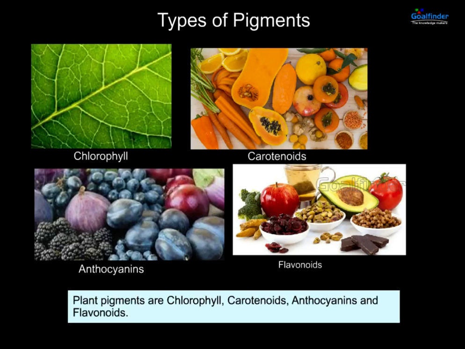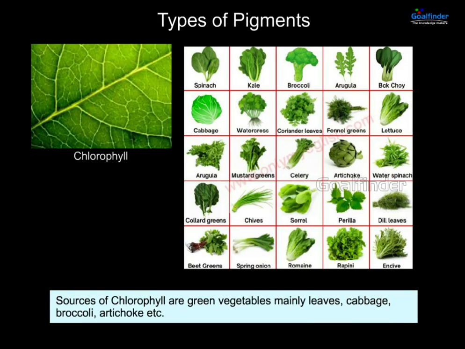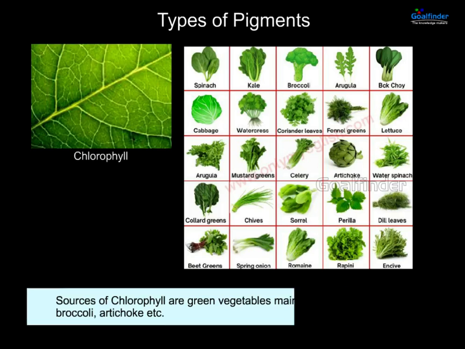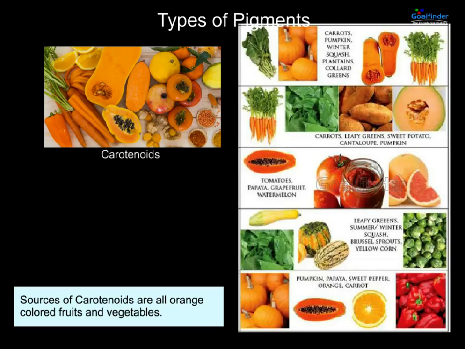Plant pigments are chlorophyll, carotenoids, anthocyanins, and flavonoids. Sources of chlorophyll are green vegetables, mainly leaves, cabbage, broccoli, artichoke, etc. Sources of carotenoids are all orange-colored fruits and vegetables.